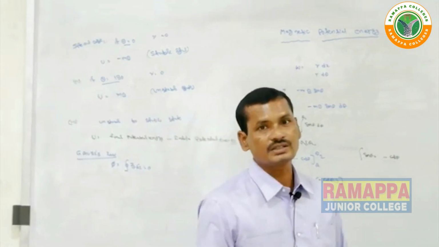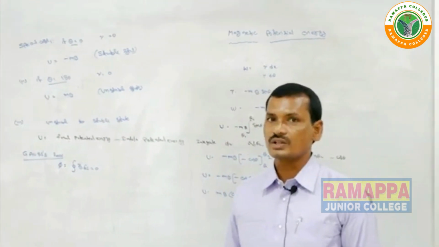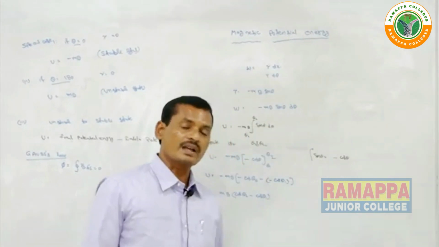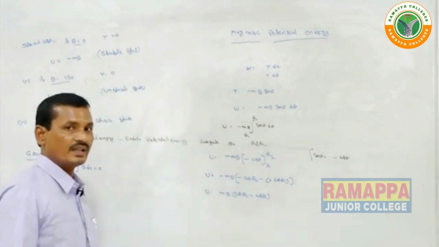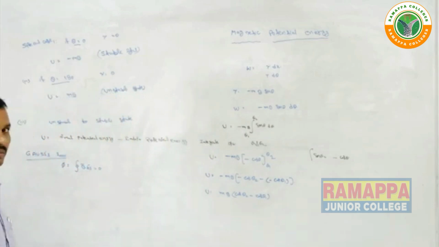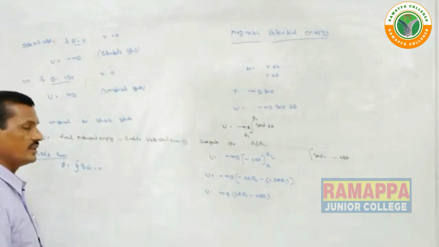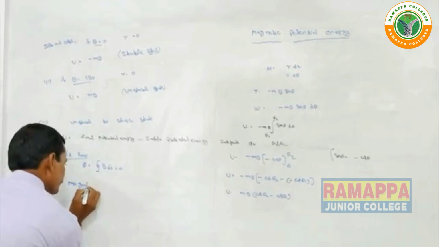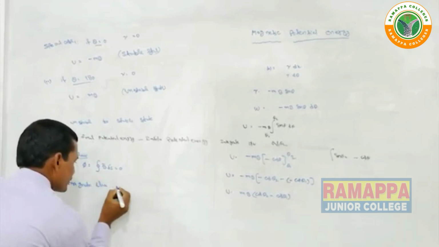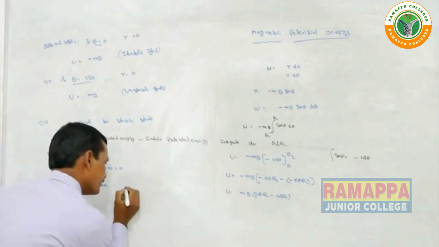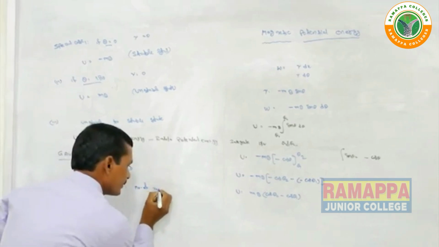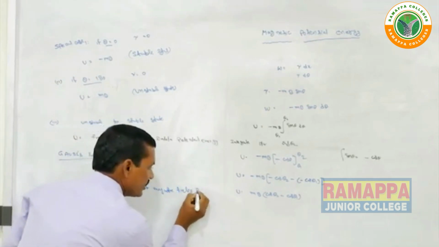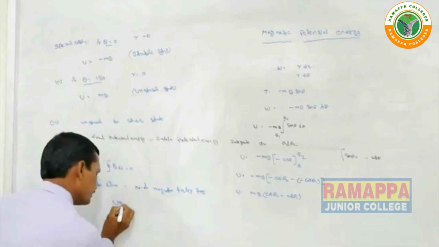What does the Gauss law say? In any closed surface, the net magnetic flux is 0. What is magnetic flux? Magnetic flux is the number of field lines per unit area.